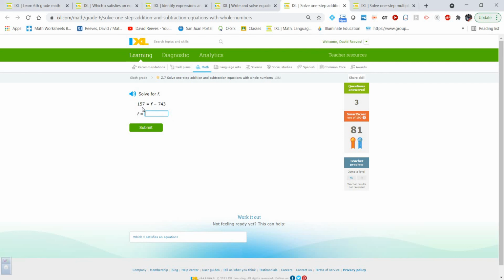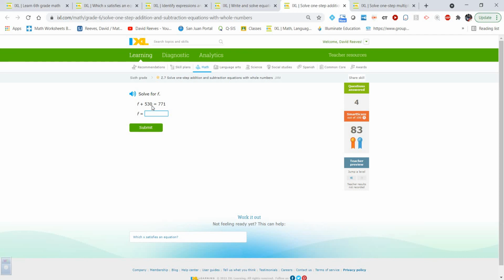Same idea. 157 is equal to f minus 743. All right, so now we're going to add 743 to both sides. Now, again, I don't mind if you use a calculator. That would be fine. Let me see if I can do this mentally. 7 plus 3, that would be 10, right? 5 plus 4, that would be 9, but put that 0, that's another 10, and that's going to give me 900, I think, when I add those together. All right, 900. Brilliant, it tells me.